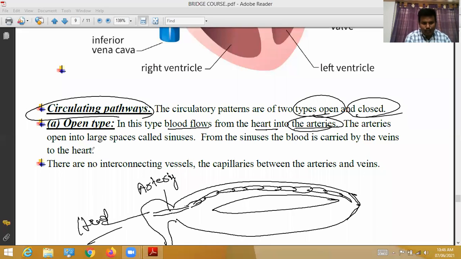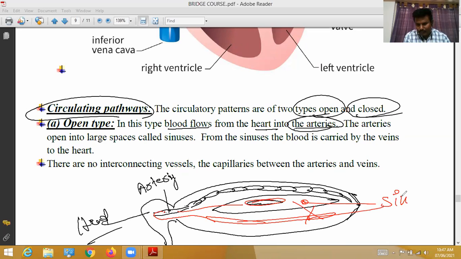The arteries open into large spaces called sinuses. This is one sinus. This artery opens into the sinuses. These two are called sinuses. From the sinuses, blood is carried by the veins to the heart.